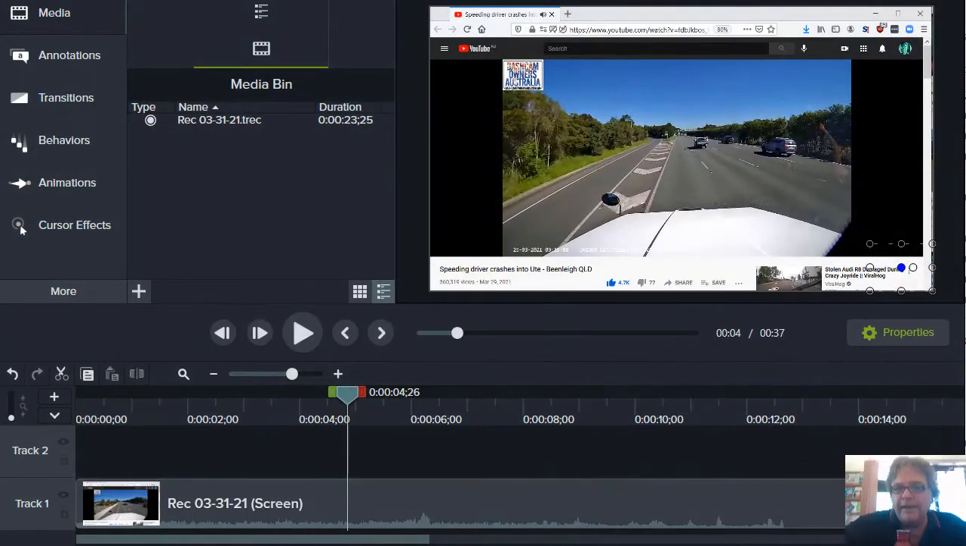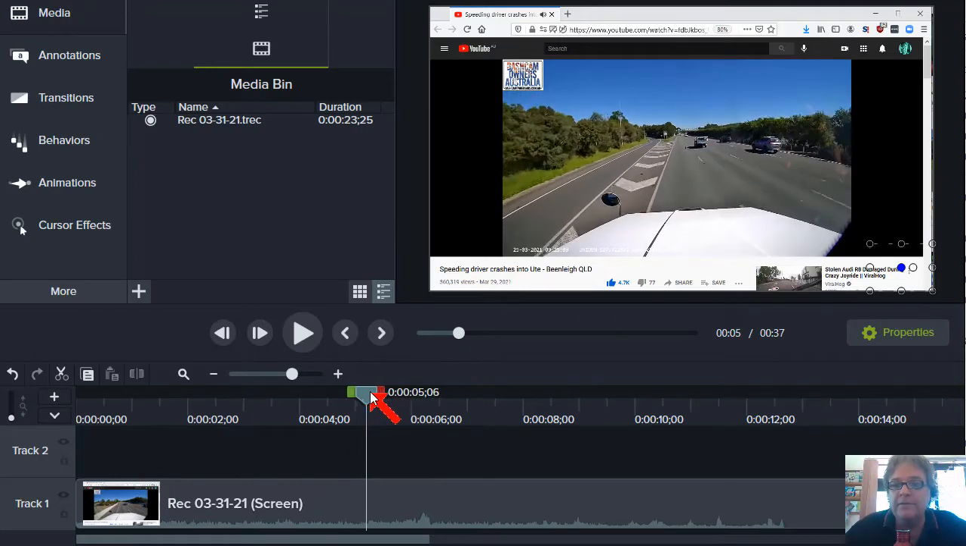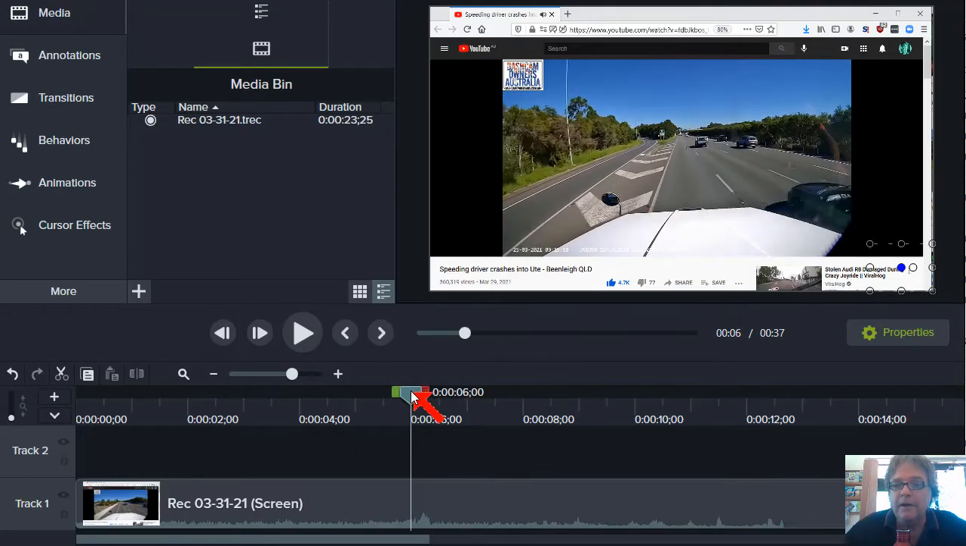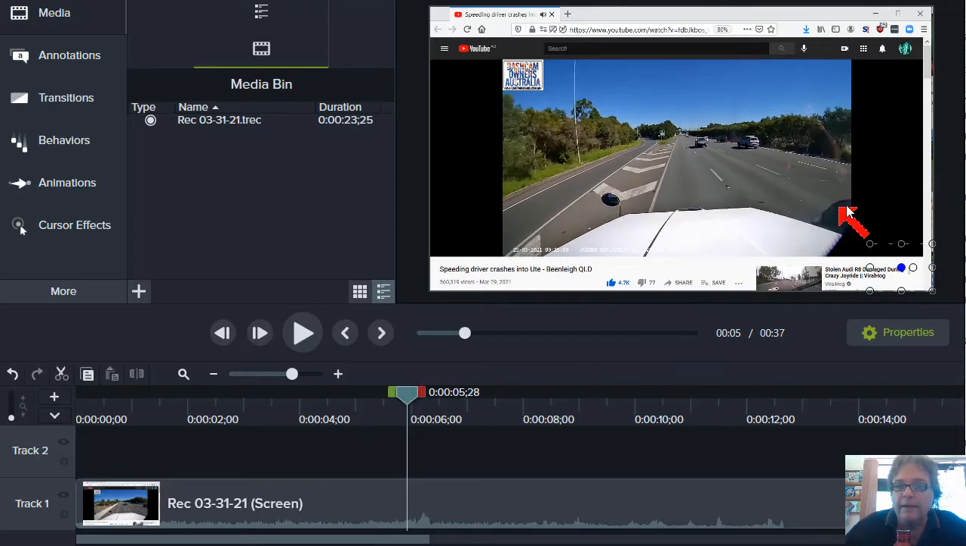Okay, so the first thing to look at here is how long did it take the guy to go from level with the front of this camera car until he hit the back of that ute? How long did it take? Okay, so let's have a look at that. We'll get to the stage where... I think we'd all agree that the green car's level with the front of that ute now, with the front of the camera car. Okay, and let's go forward.